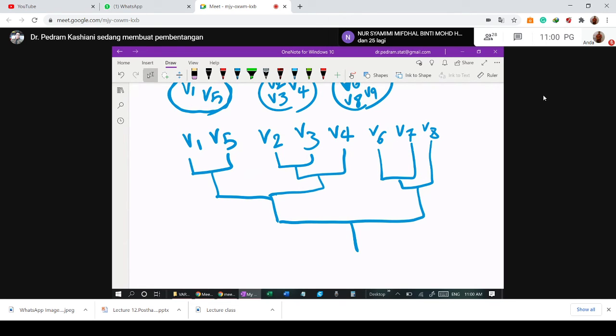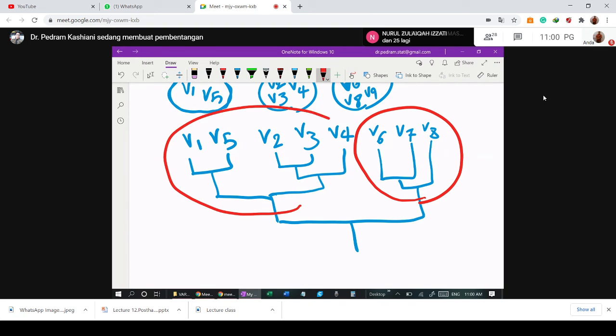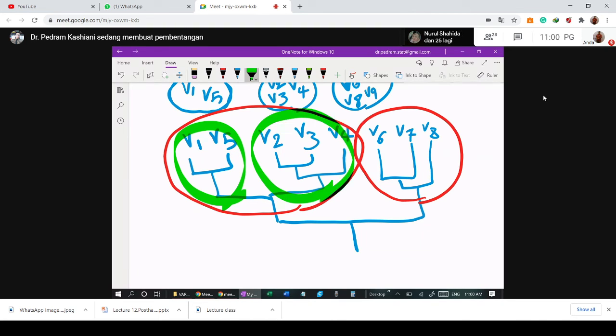So you can see that in this cluster analysis, I have 2 main groups. One main group is this, one main group is this. But in this main group, I have 2 subgroups. This is subgroup 1, this is subgroup 2. This is how a cluster analysis can help us.